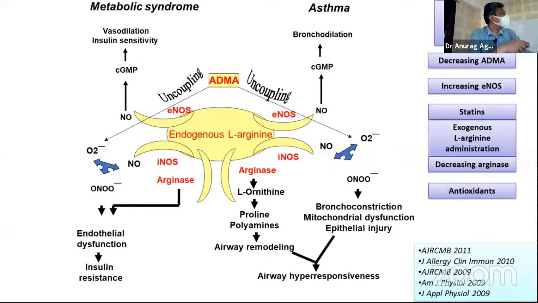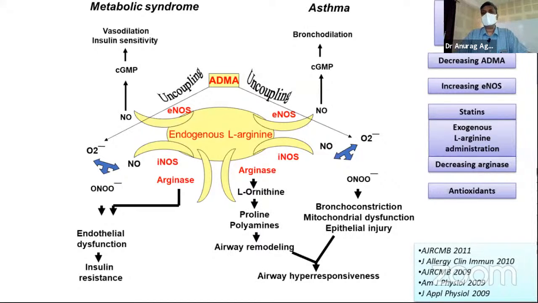One could decrease the ADMA, one could increase the eNOS, one could use statins to basically compete and bring down the ADMA degradation. You could give a lot of L-arginine. You could decrease arginase. You could give antioxidants. In a series of papers from our labs, we started the field of asymmetric dimethylarginine and asthma, obese asthma in particular. And this work did very well.